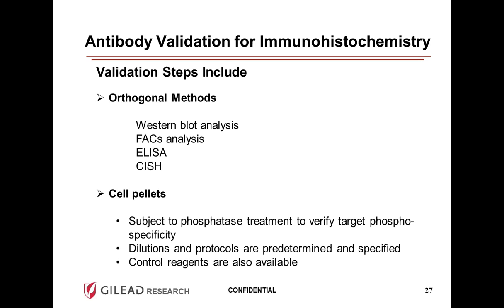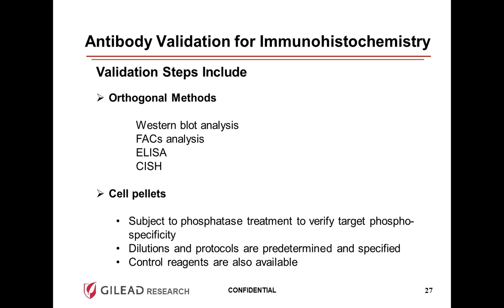So this is the last part of my presentation. Throughout this talk, we've talked about antibody validation and specificity. With the validation steps that we do, we always include orthogonal methods. If possible, we'd like Western blot analysis. If Westerns aren't available, FACS is always good for surface proteins, ELISAs, and in situ hybridization, of course.